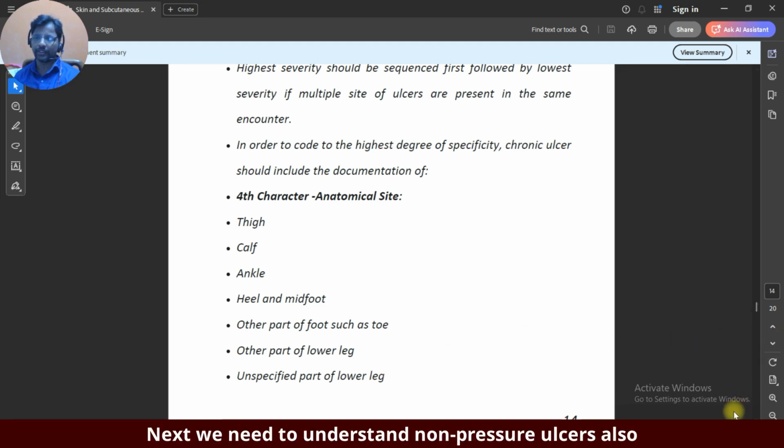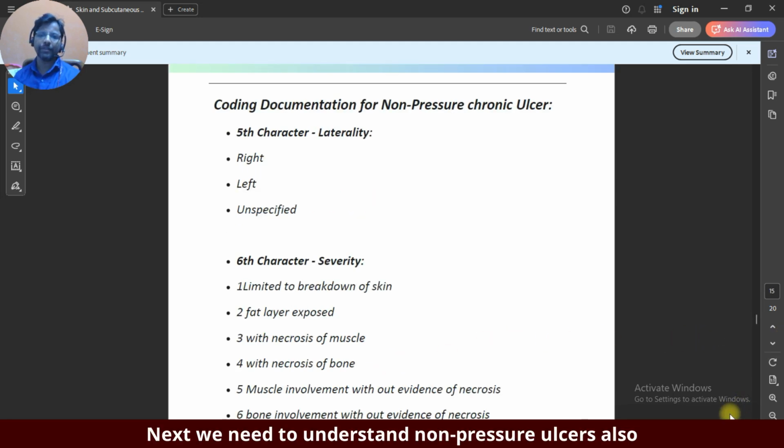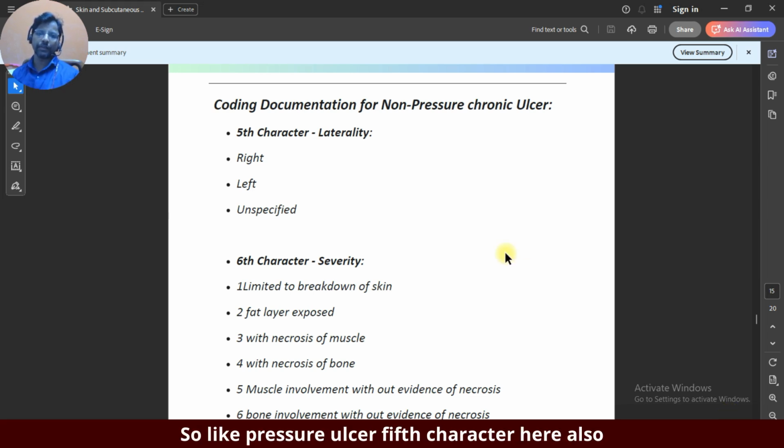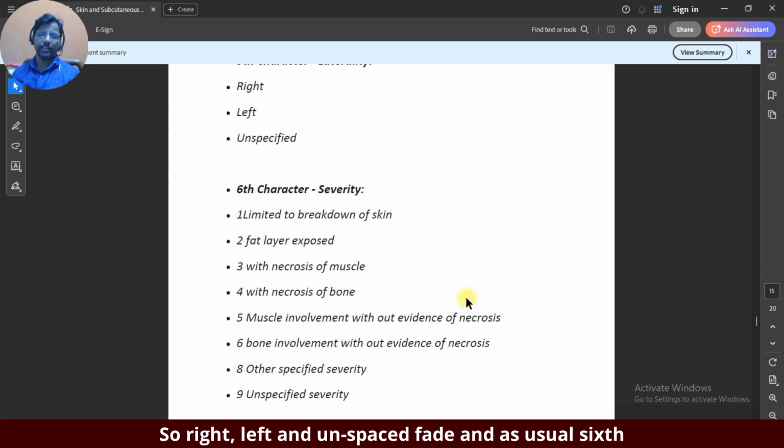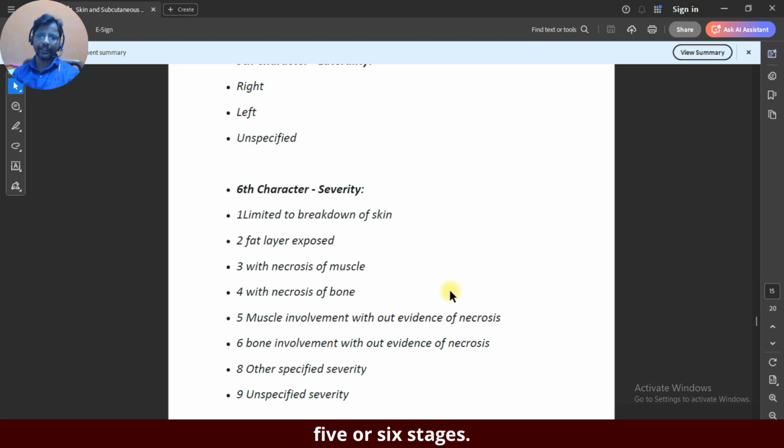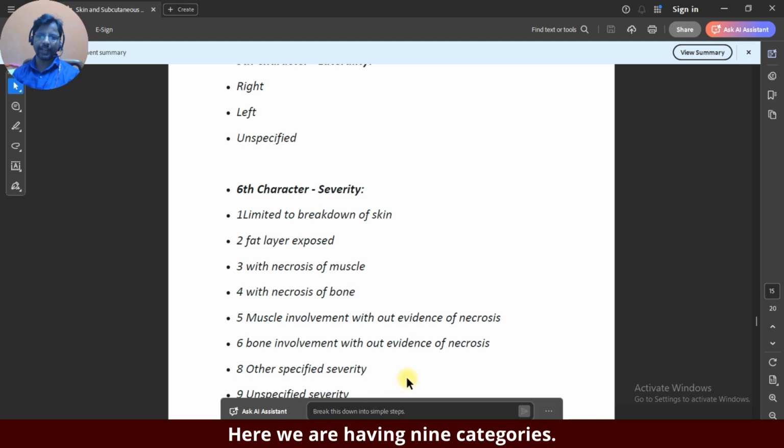Next we need to understand non-pressure ulcers; we also have a fifth character. Like pressure ulcer, here also the fifth character indicates laterality of the non-pressure chronic ulcer: right, left and unspecified, and as usual the sixth character is severity. So basically, if you see pressure ulcer we have 5 or 6 stages; here we have 9 categories.